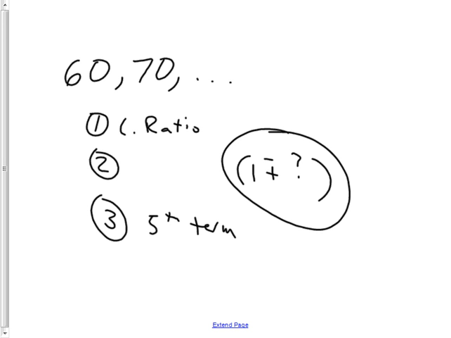I'm going to ask you one more important question that I think some of you might have a misconception on. And that is, what is the growth rate? Because that's different than the common ratio. The growth rate. It's an easy question if you know what you're looking for.